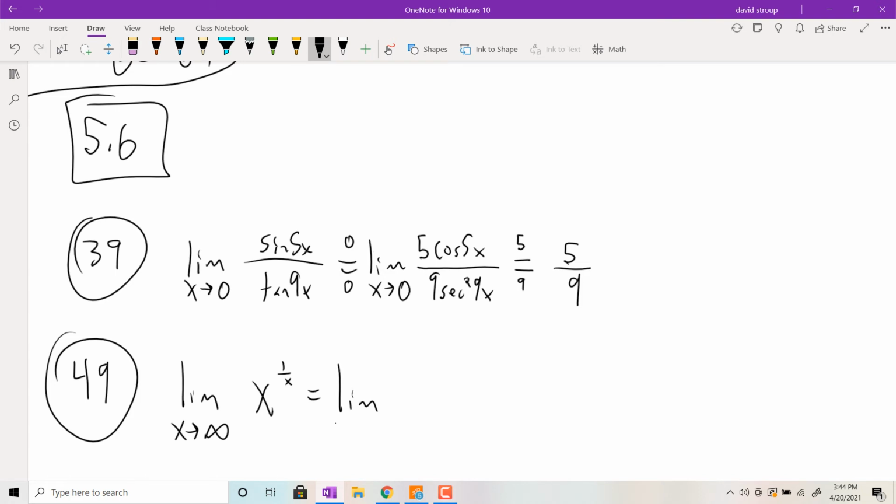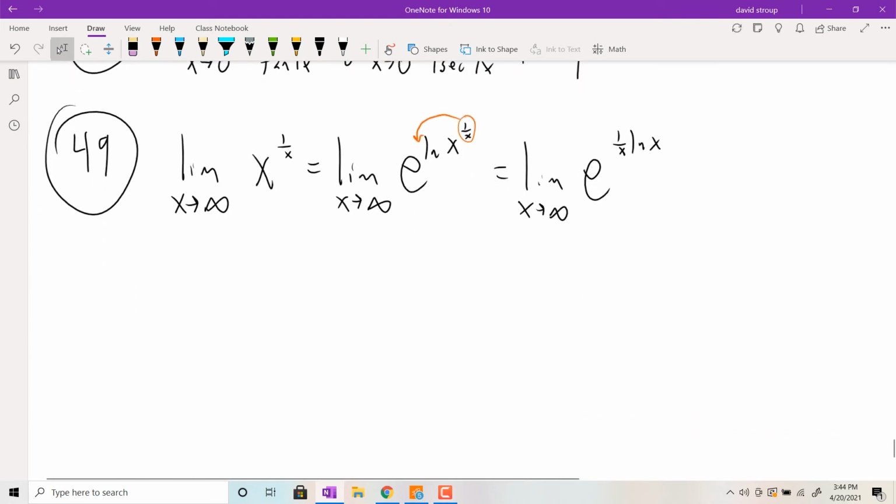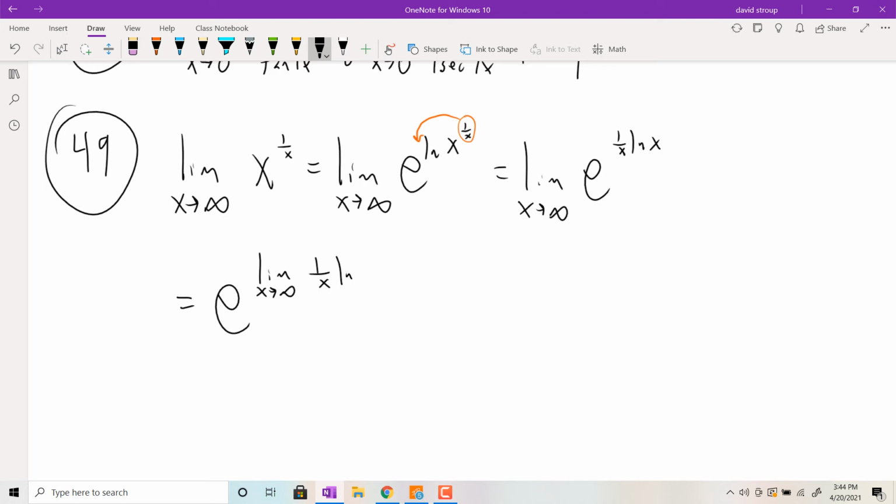In this case, the way I did it was to rewrite this as an exponential, e to the ln of x to the 1 over x. Then I could use the power rule to bring the 1 over x down in front of the ln. So the limit as x goes to infinity of e to the 1 over x times the ln of x. Then I pass the limit into the exponent. So I have e to the limit as x goes to infinity of 1 over x times the natural log of x. In the exponent now, 1 over x goes to 0, and ln of x goes to infinity.